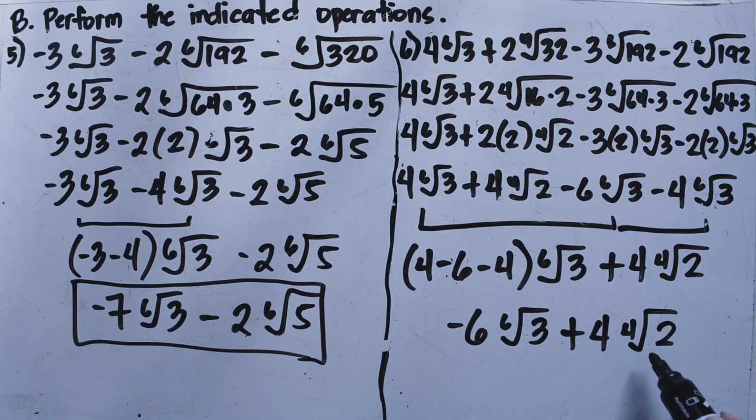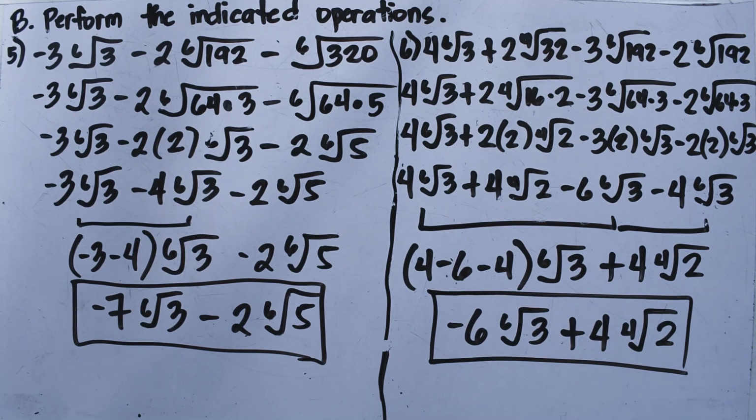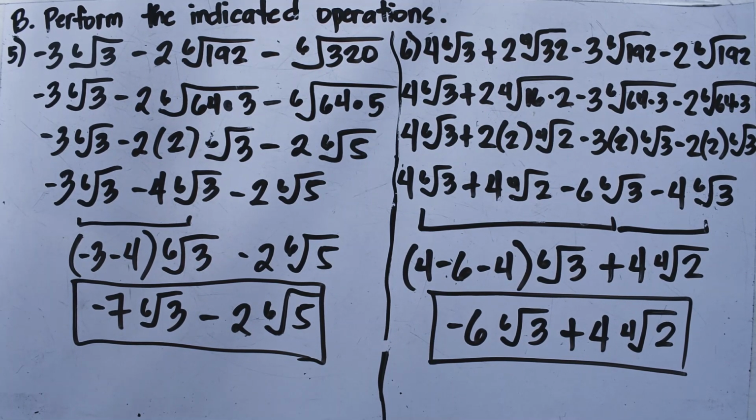May papagsamahin pa po ba natin yan? Hindi na po. Since magkaiba na po ang kanilang radicand and the index. So, therefore, this will be your final answer na po sa number 6. So, ayan po. Medyo mahaba pero madali lang naman. Basta alam yung concept ng addition and subtraction of radicals. So, we will now proceed with number 7.